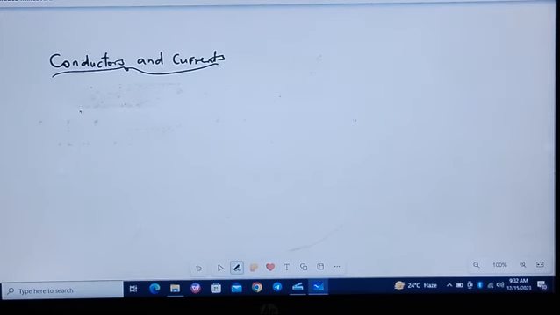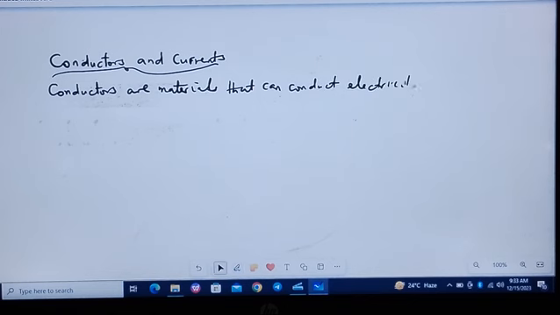First and foremost, what are conductors? Conductors are materials. They are simply materials that can conduct electricity. Either we say they are materials that can conduct electricity, or we can simply say they are materials that allow electric current to flow through them.